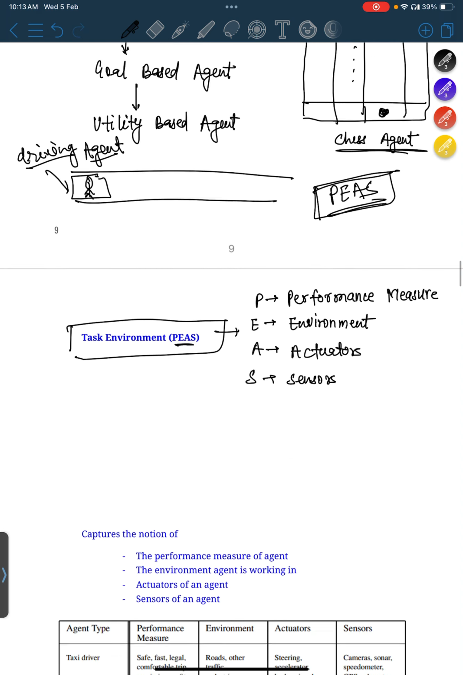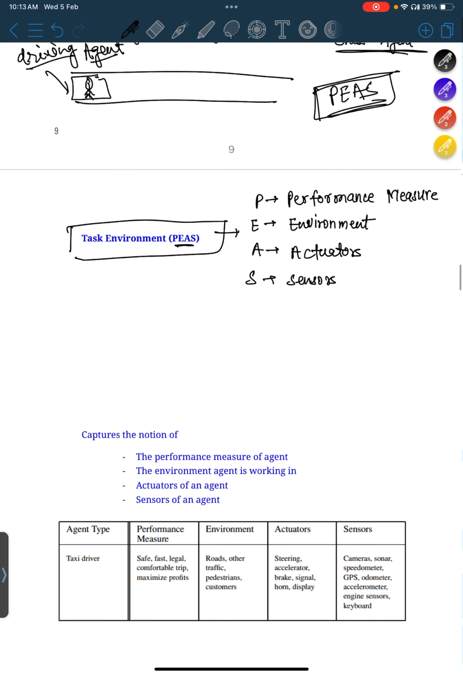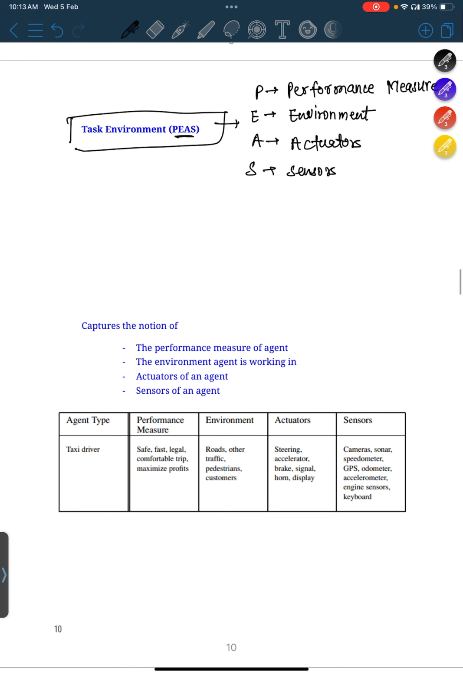So let's take an example of this. For example, the taxi driving agent. So the agent type is taxi. We are talking about the taxi driving agent. So what can be the performance measure for this?